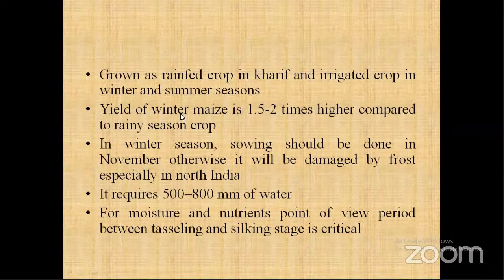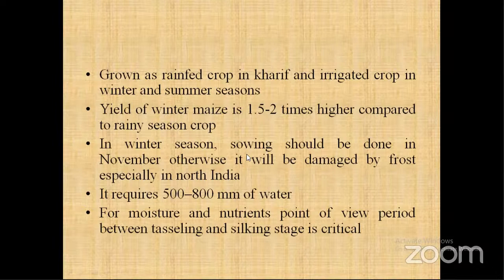So we have discussed earlier, this Rabi maize will produce high yield compared to the Kharif season, because in Kharif season rainfall is unpredictable, and this maize is grown as a rain-fed crop. So sometimes high rainfall happens, sometimes rainfall will not happen at all. But Rabi season climate will be uniform, and uniform temperatures will be present. And incidence of pests and diseases will be less in the Rabi season compared to Kharif season. That's why the yield of winter maize is around 2 times higher compared to Kharif season.